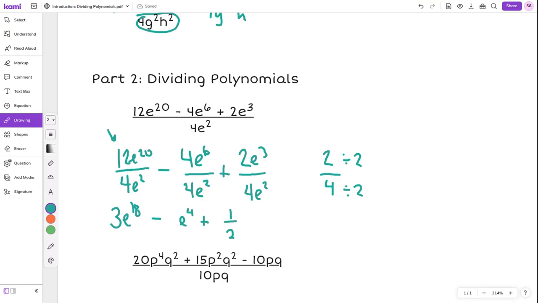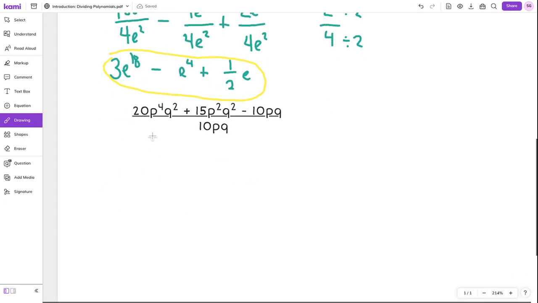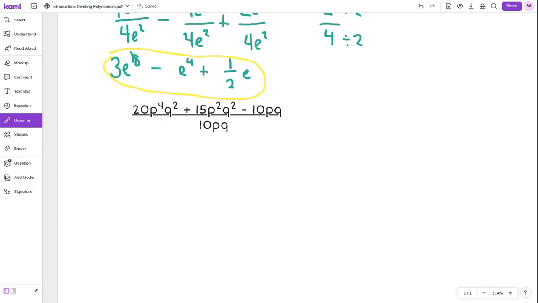And then for my variable, I need to subtract 3 minus 2, and that gives me the exponent 1. And similar to what we just said, we have learned that if the exponent's 1, we do not write that, so I'm going to erase that exponent. And here is my answer. I have 3e to the 18th power minus e to the 4th power plus 1/2 e. It's like what we did up here at the top. We're just doing it 3 times. I have one more here at the bottom for you to try. Pause the video and try this division problem now.